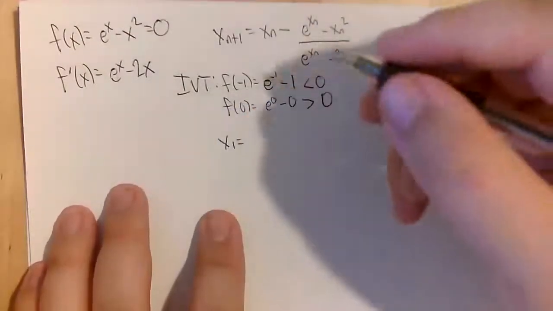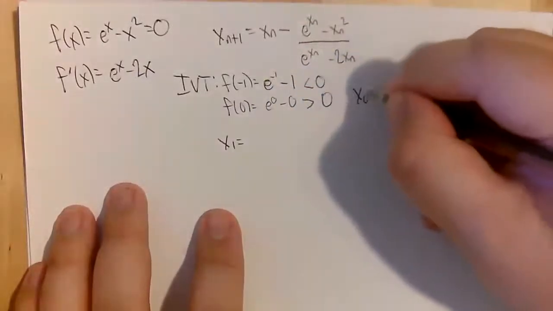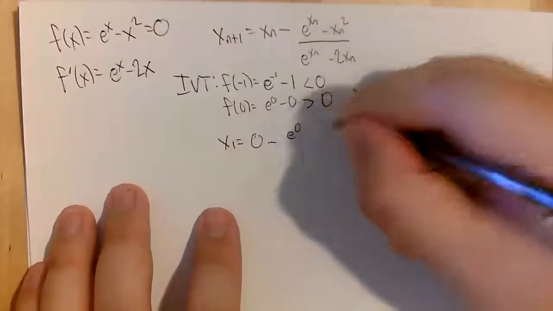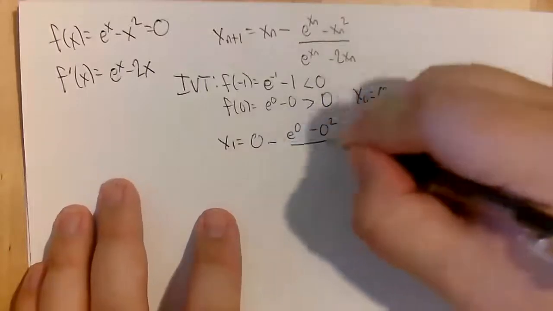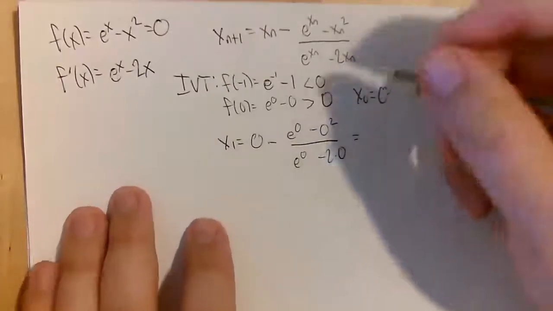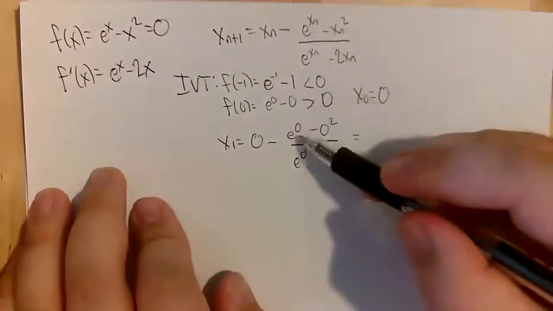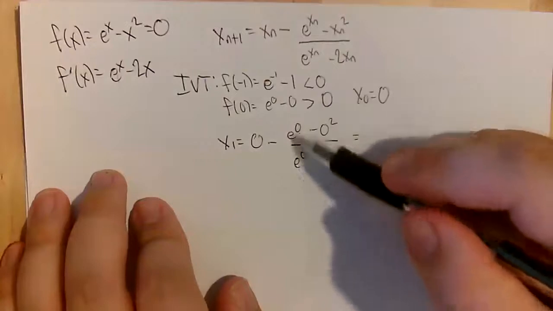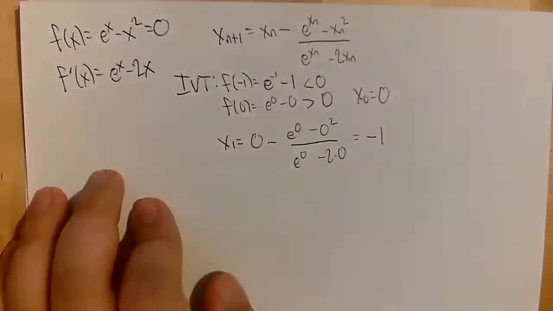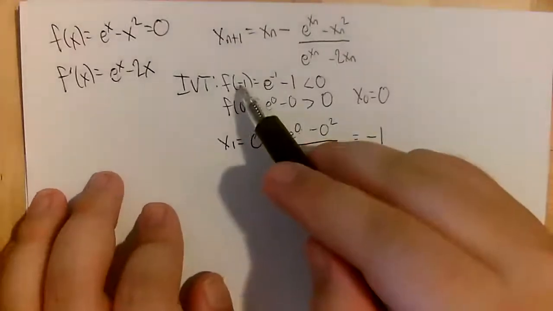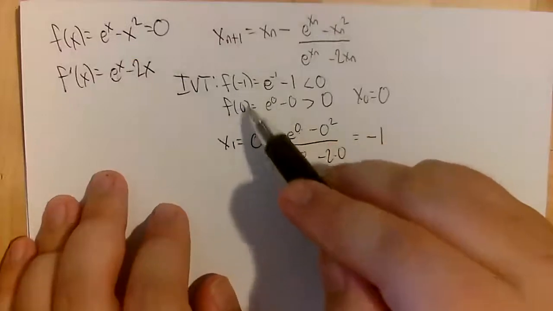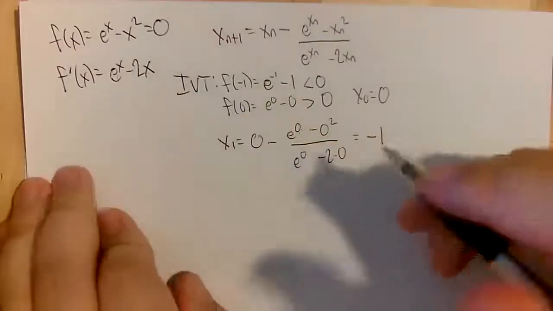So x1 will be my x0, which is 0, minus e to the 0 minus 0 squared over e to the 0 minus 2 times 0. All right, lots of zeros here. The only non-zeros are these, which will be 1, and then we have a negative. So it seems like x1 will be -1. So I've simply gone to the other end of this interval. So our root is probably closer to -1 than it is to 0.